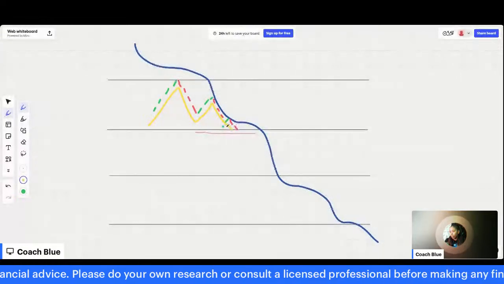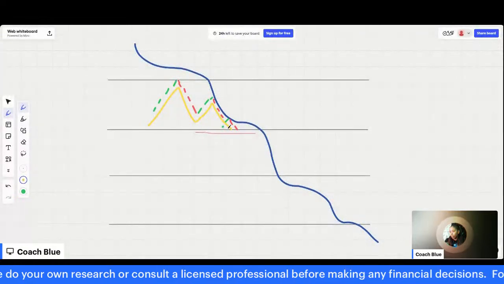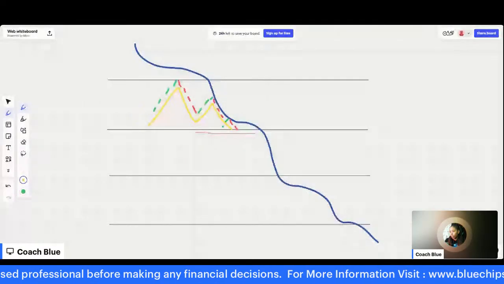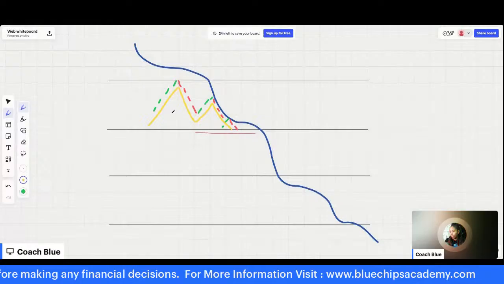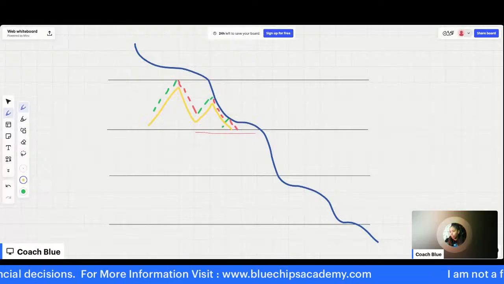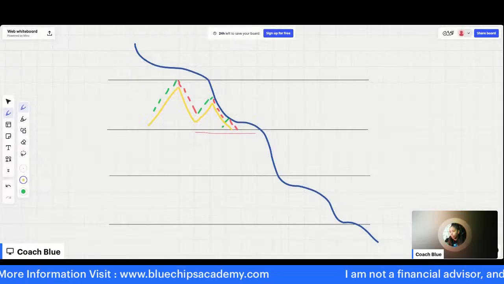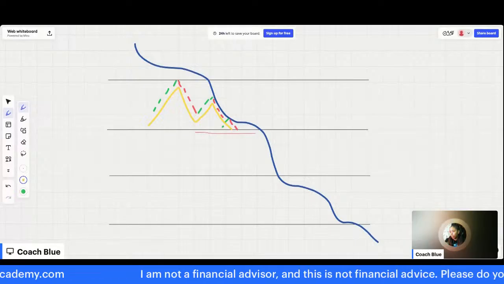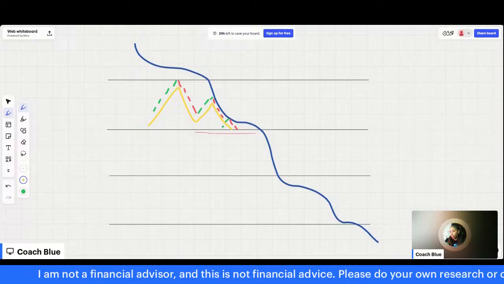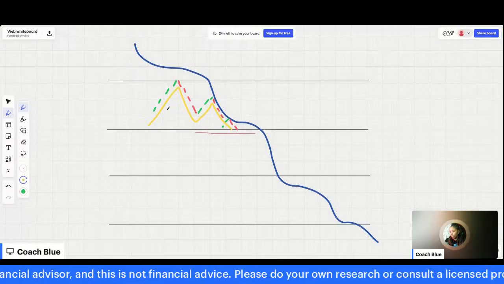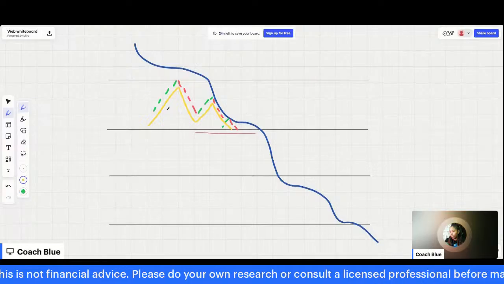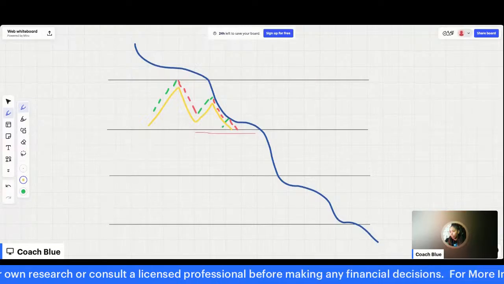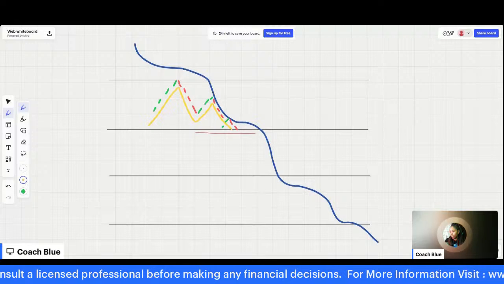What you want to do when you're setting a stop loss: remember, your stop loss is like your protective mechanism. It helps you with risk management so that you don't lose a substantial amount of money when you're trading. If you're trading without a stop loss, you're doing it all wrong, in my opinion. You want to make sure that you have a stop loss because you can lose your entire account if you don't.